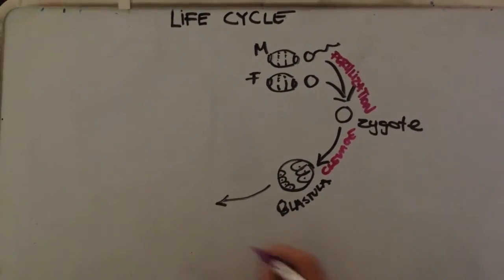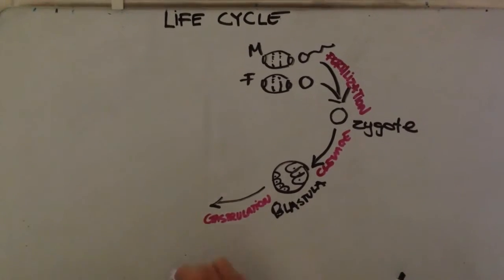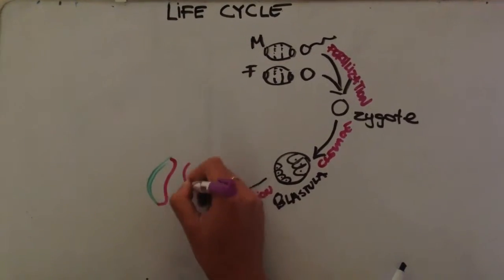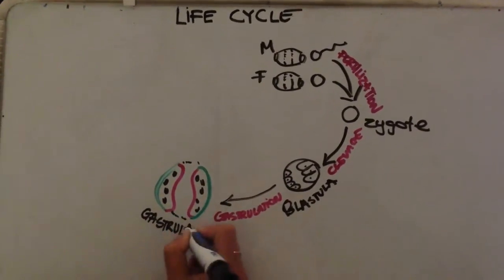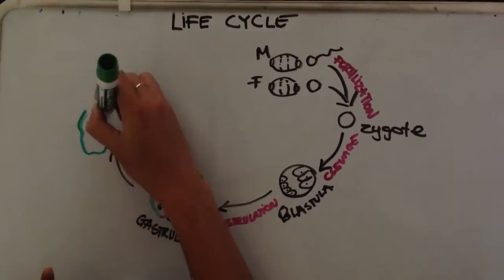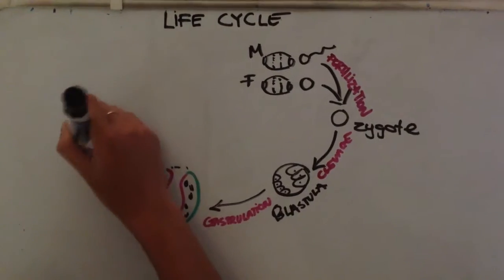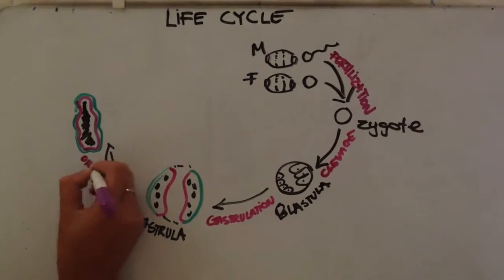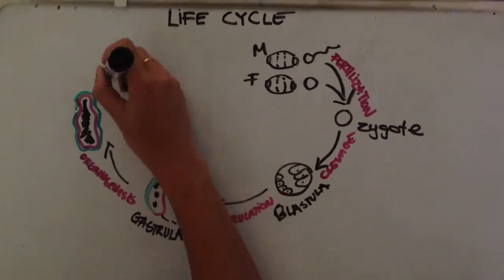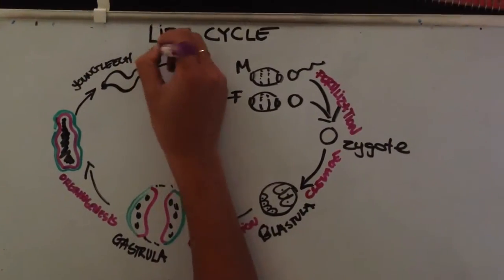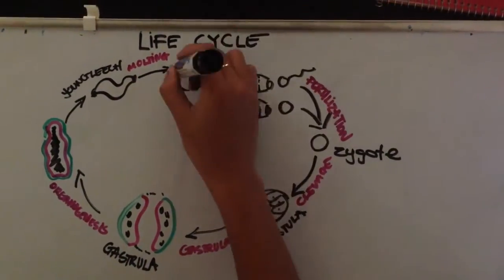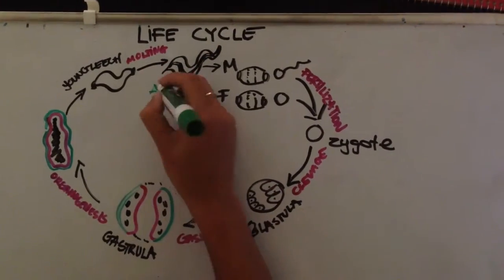A zygote will result and will undergo cleavage to form a blastula, which is a hollow ball of cells. The blastula will then undergo gastrulation and form the three tissue layers, which are endoderm, mesoderm, and ectoderm, resulting in a gastrula. The gastrula will then undergo organogenesis, which gives rise to organs, forming a complete young leech. In order to grow, the leech grows by molting, which is the periodic shedding of the outer layer.